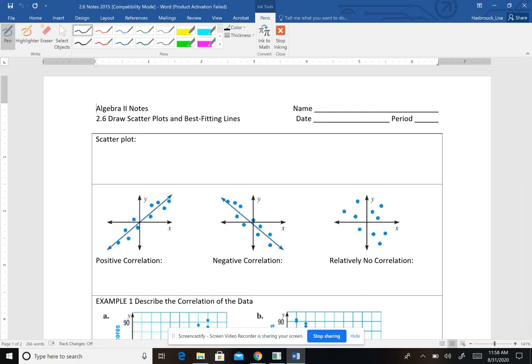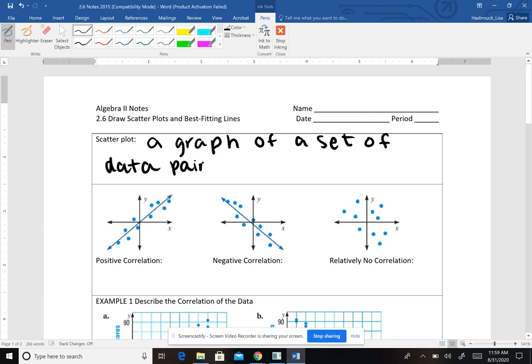Hello class, today we're going over the 2.6 notes for Algebra 2 on scatter plots and lines of best fit. We're going to start off by defining what a scatter plot is. So a scatter plot is a graph of a set of data pairs. And these data pairs are in the form x, y. So this is applied a lot in real life.